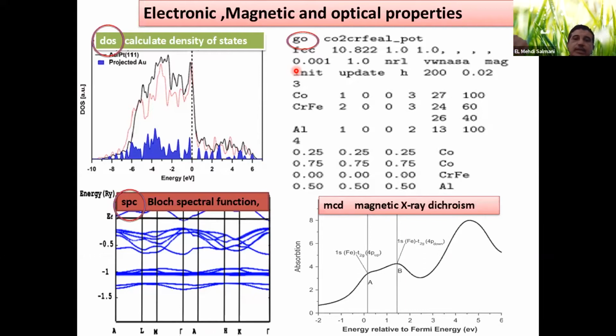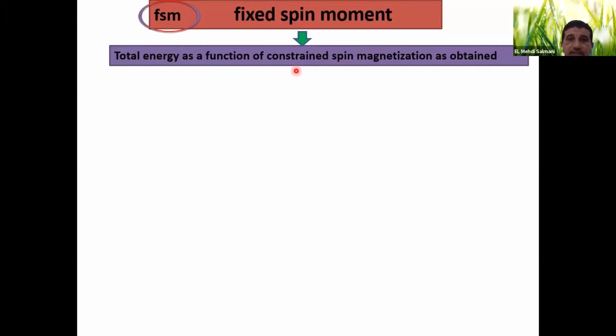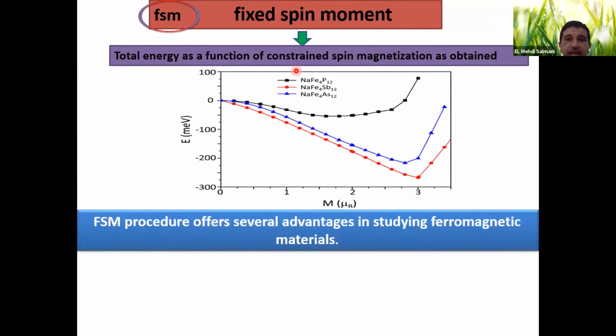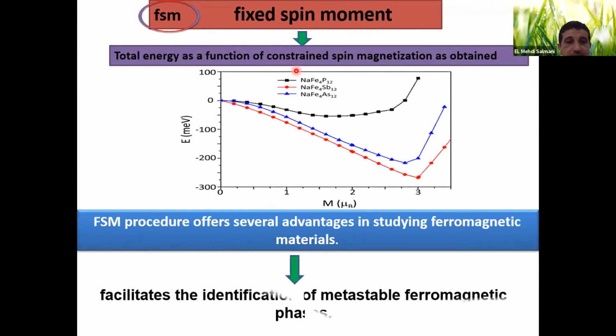Also, we can apply the code to calculate FSM, or fixed spin moments, which is the total energy as a function of constrained spin magnetization. Why is this property very important for materials? Simply, the FSM procedure offers several advantages in studying ferromagnetic materials and facilitates the identification of metastable ferromagnetic phases.